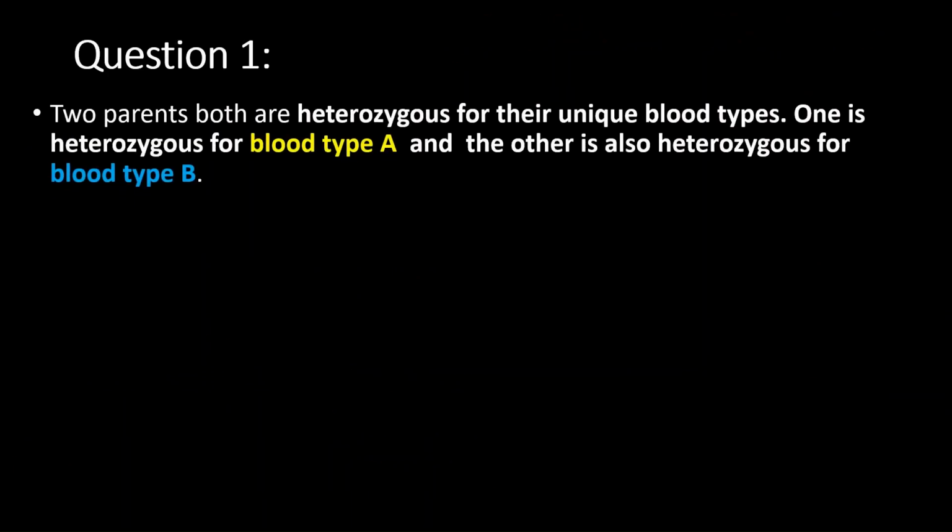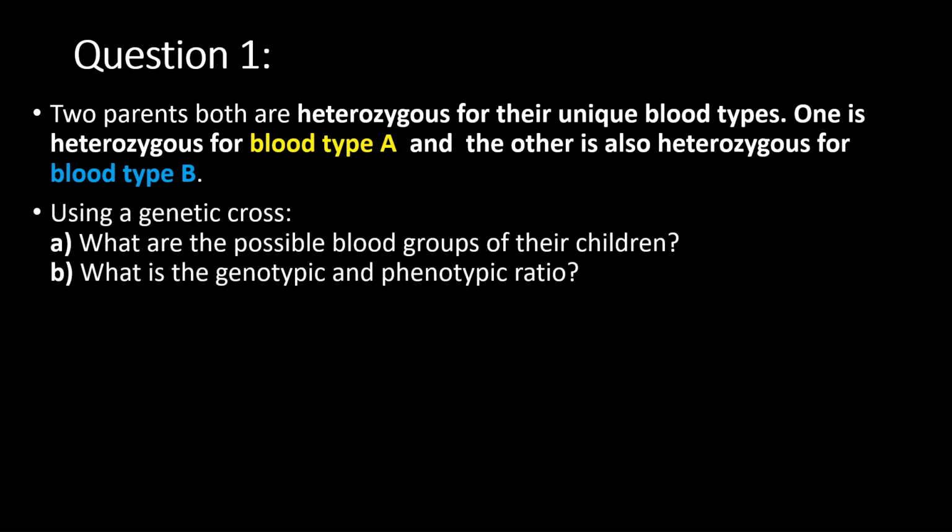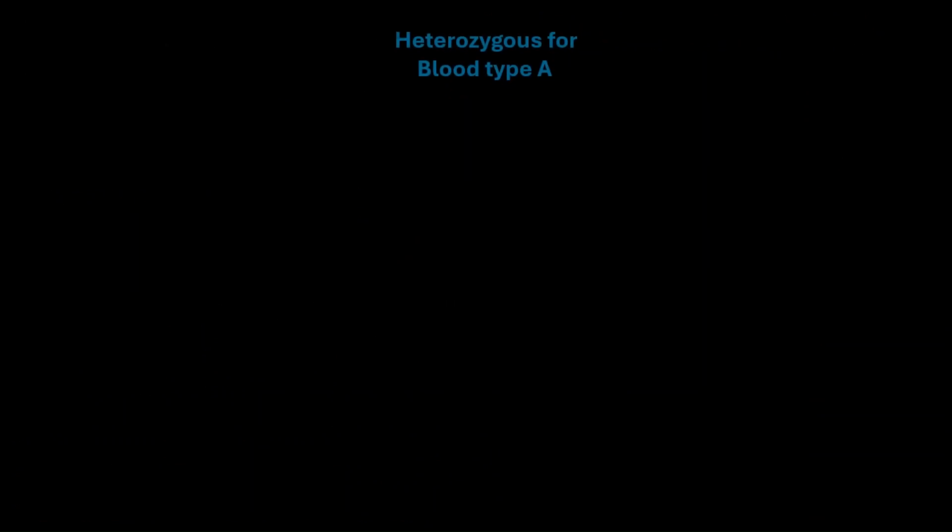So question one. Two parents, both are heterozygous for their unique blood groups or types. One is heterozygous for blood type A, the other one is heterozygous for blood type B. Using a genetic cross, what are the possible blood groups of their children? And what is the genotypic and phenotypic ratio? So use the same thing, Punnett square.